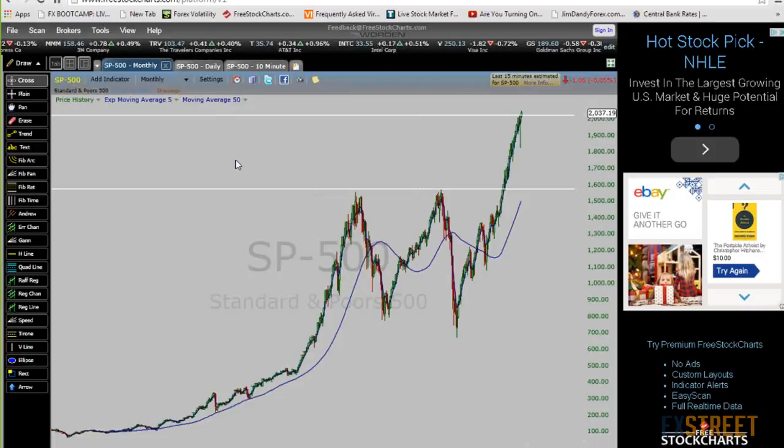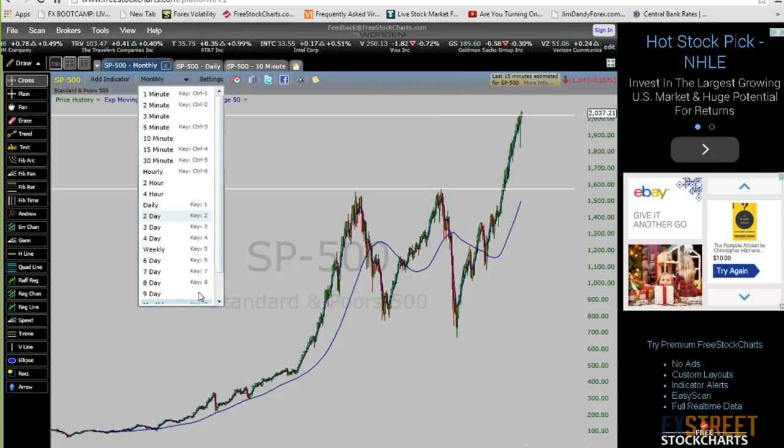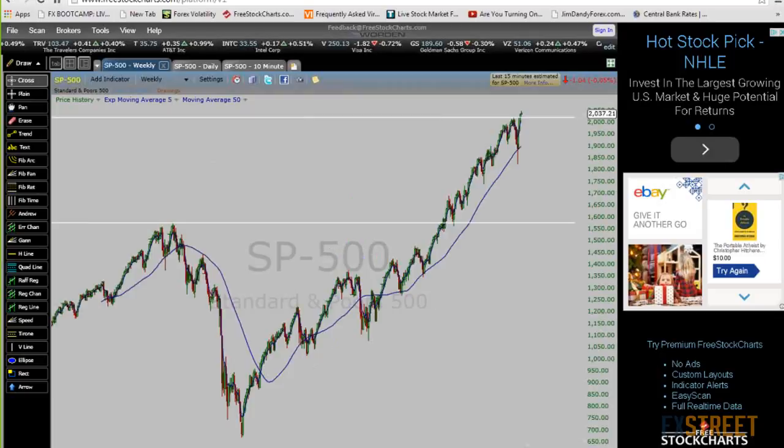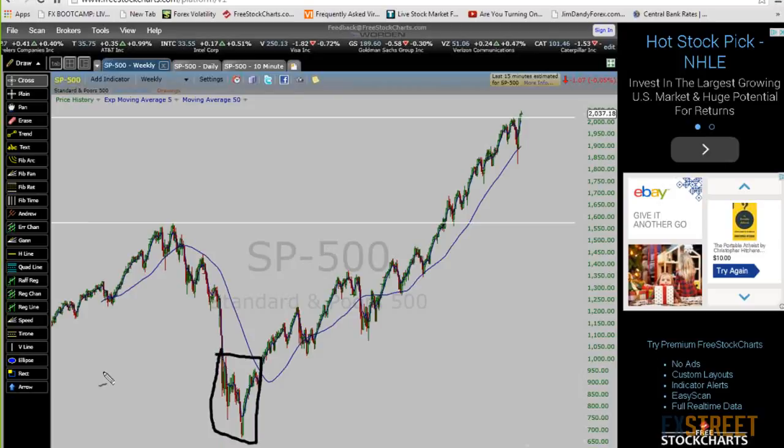Okay. So what I wanted to show you is this. Let's go to weekly just because we'll get more instances of it. This was the crash of 2008, 2009. But I've got a 50 MA on here. Doesn't make any difference.